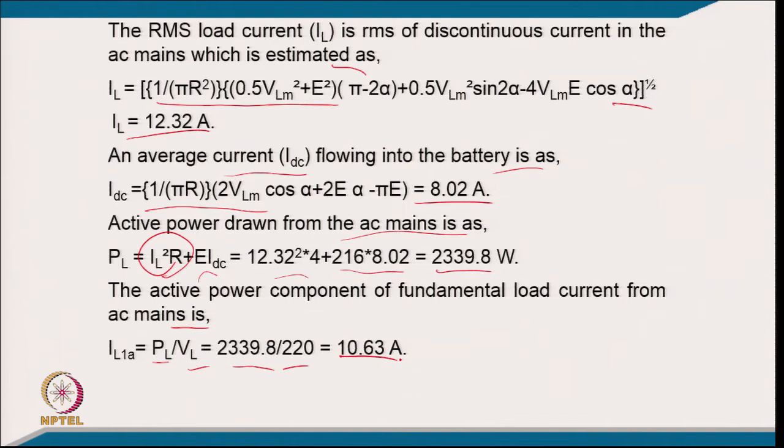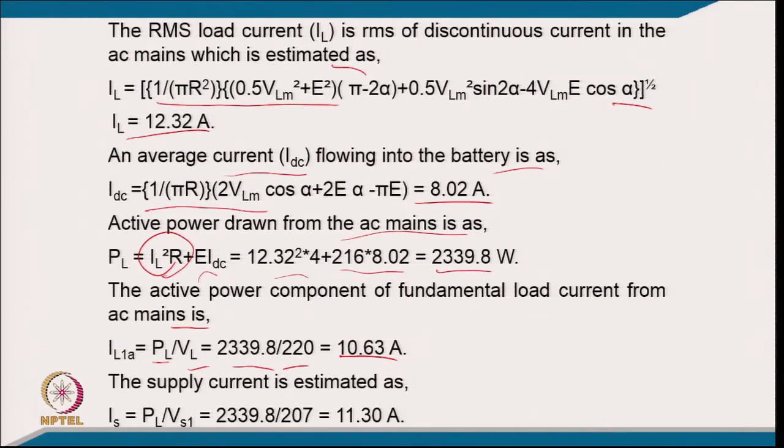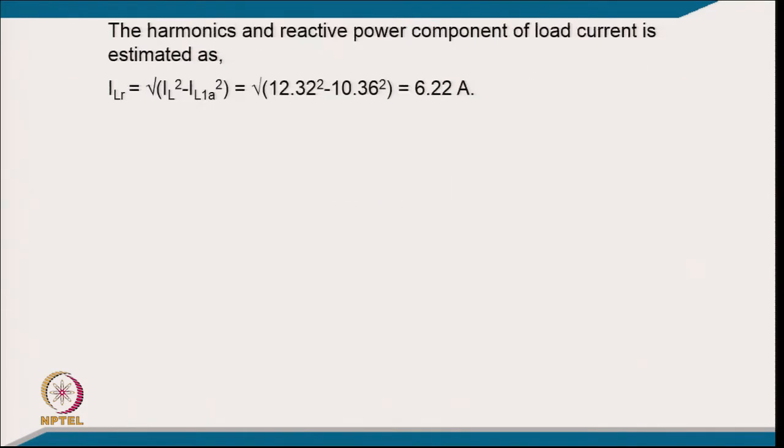So, it comes 10.63 ampere, and the supply current is estimated as PL upon VS1. So, that is 2339.8 divided by 207, the fundamental voltage across the load in the supply. So, it comes to typically 11.30 ampere, and the harmonics and reactive power component of load current you can calculate from the RMS current square minus the fundamental active component current square, and root of that.